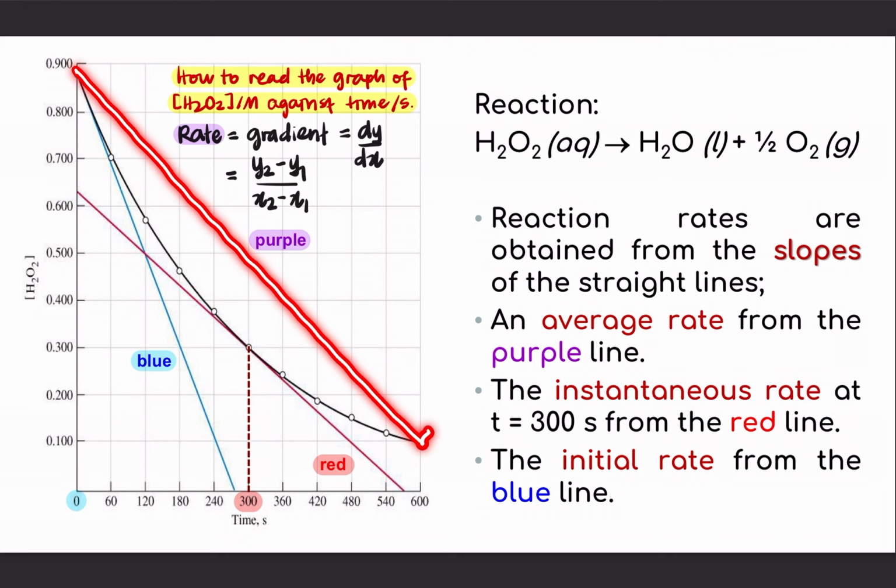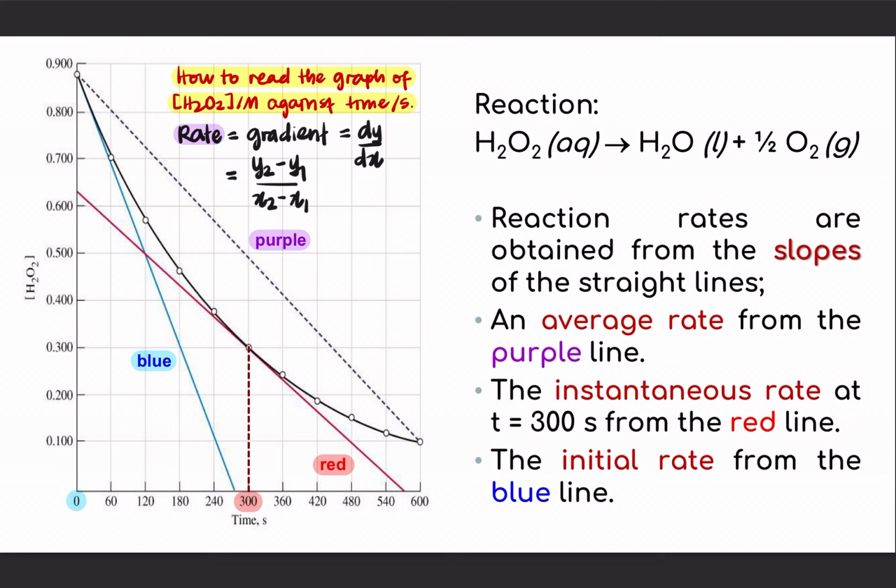So you can find the rate of your reaction using gradient dy over dx. Just using this slope, meaning you carilah dia punya value here. And if you want to find the instantaneous rate, instantaneous maksudnya at a specific time, such as time 300 seconds, right here, you will need to draw a tangent, a straight tangent at this time.